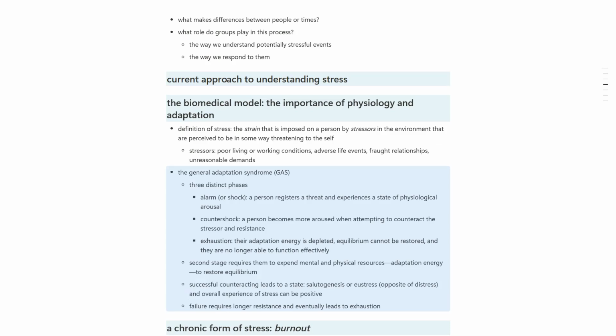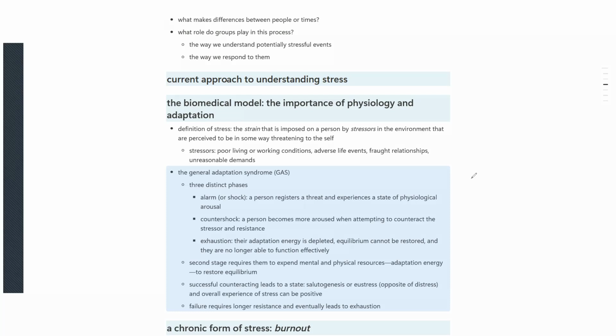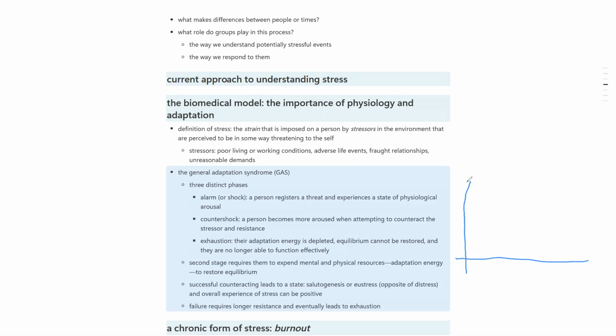The biomedical model proposes one kind of process, which is the general adaptation syndrome. If you look for this term on the internet, like you enter the term in Google, you are more likely to find a figure. Let me try to write that figure here. It's like a graph, and the horizontal line indicates the equilibrium, the level of your immune system, kind of. And the vertical line indicates how positively or negatively your immune system is working.